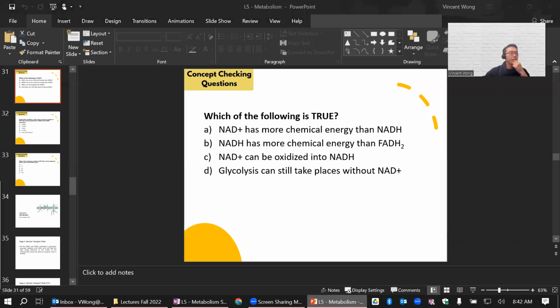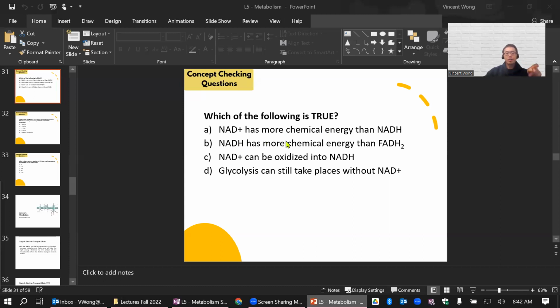Okay, that's all for now. So first one, NAD plus has more chemical energy than NADH. NAD plus is the empty taxi, right? It hasn't picked up the passengers yet. It hasn't picked up the high energy electron. So it shouldn't have more chemical energy. It only has more energy after it picks up the electron, after it becomes NADH. So the first one is not right.